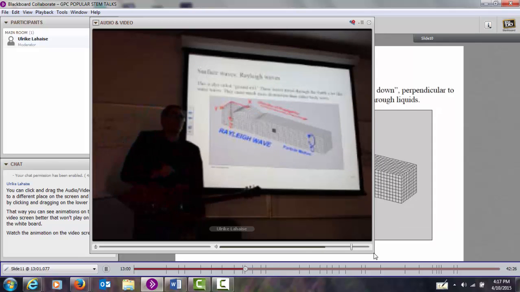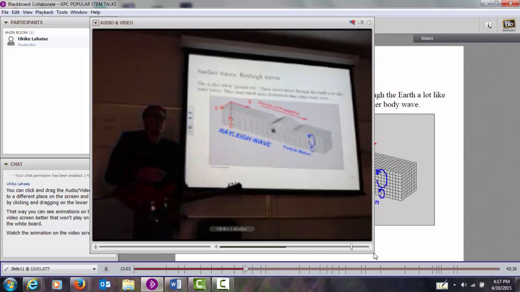The first type of surface wave we'll talk about are the Rayleigh waves. These are known as ground roll. They travel like a water wave. Basically, nothing's moving. It's just the wave propagating through the media, and the media is actually not moving. Sound waves are different. You're actually pushing something. This isn't like that. It's called ground roll.